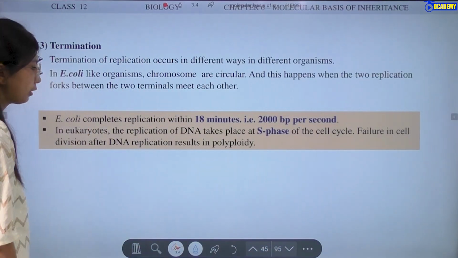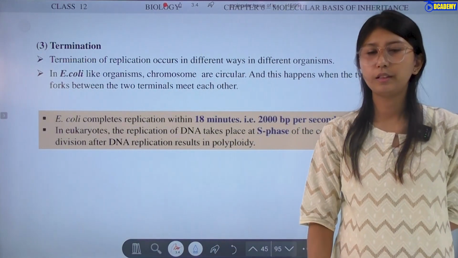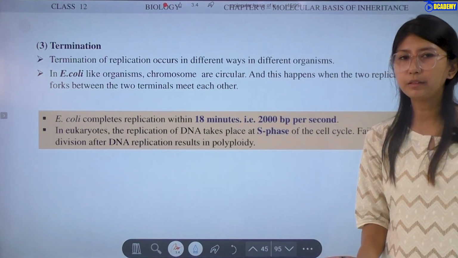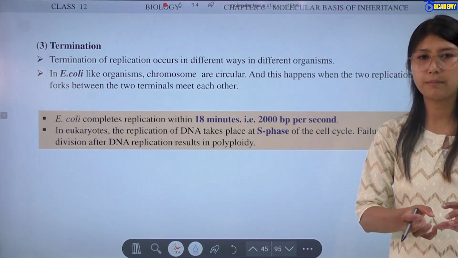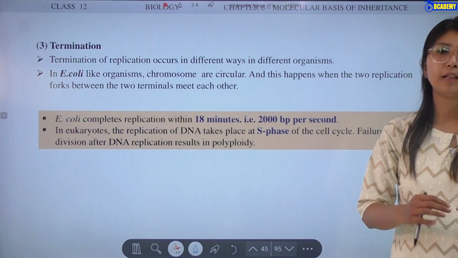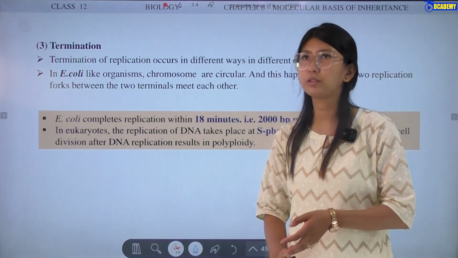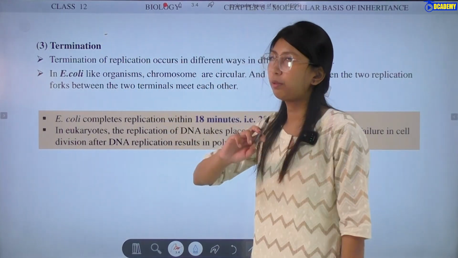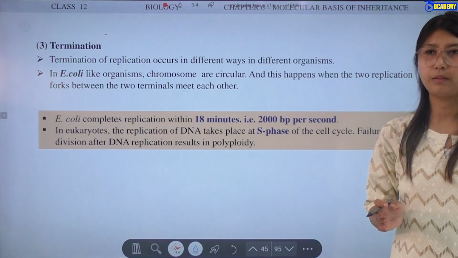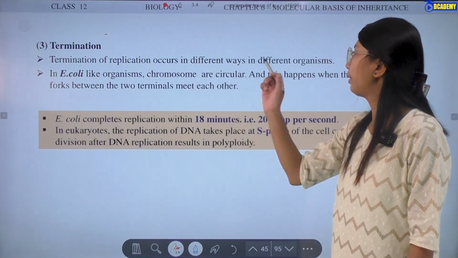So in the process, first comes initiation. In initiation, the RNA primer is formed at the replication fork. Then after the initiation comes polymerization, and then termination. Why last termination? Termination and replication occur in different ways in different organisms.